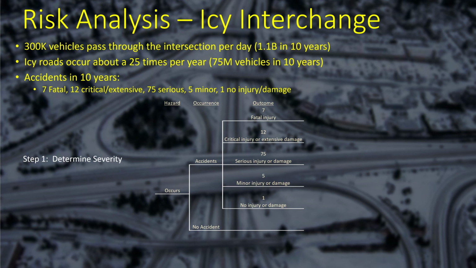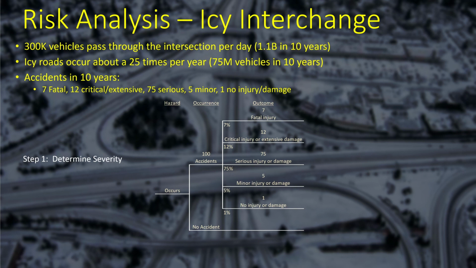And it's no accident here, forgive the pun, that this winds up being exactly 100 accidents if you add them all together. The reason for that is to show you how simple it can be to turn this observation of accidents over time into probabilities. And you can see very quickly that roughly 7% of the accidents had fatal injuries, 12% had critical injuries or extensive damage, and so forth. So we can just do that simple in-our-head division to come up with the probability of each one.